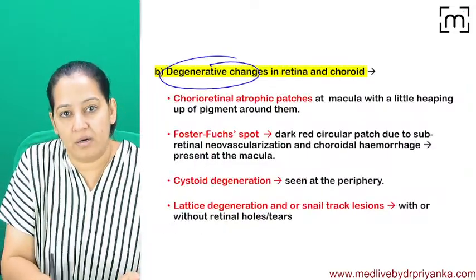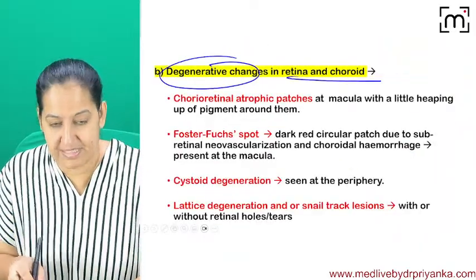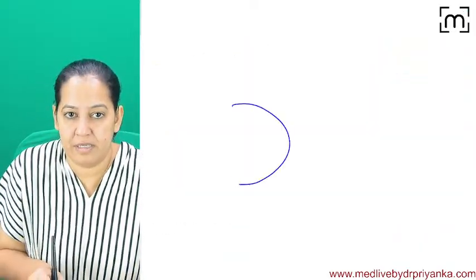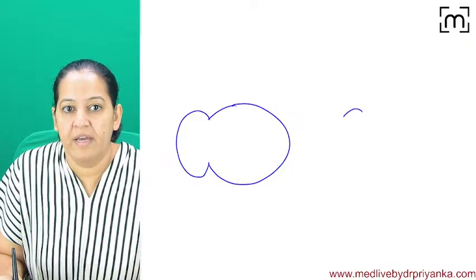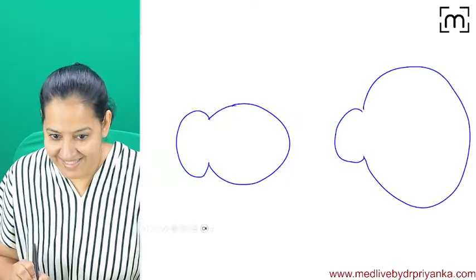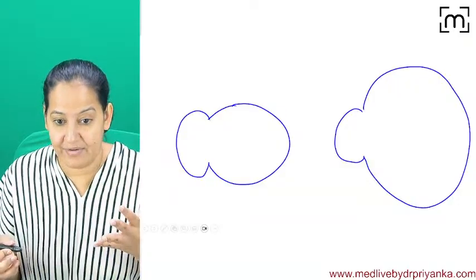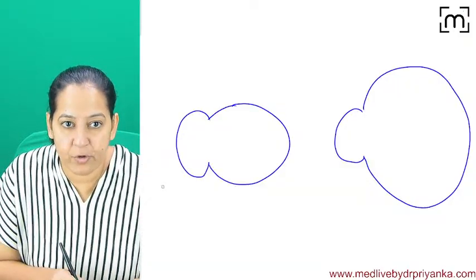Degenerative changes occur in the retina and choroid. What do you mean by degenerative changes? Again, please understand. This is the eyeball I am trying to draw. This is the normal eyeball. Here I will increase the size in myopia. In myopia the size increases. Since the size increases, what is the second layer? The second layer is the choroid.